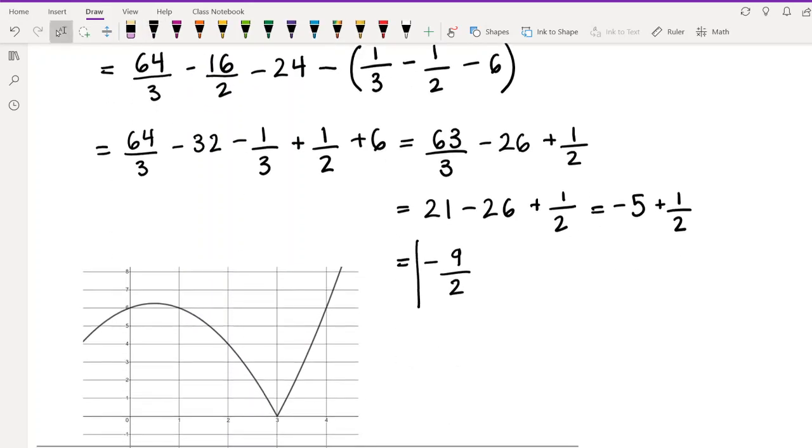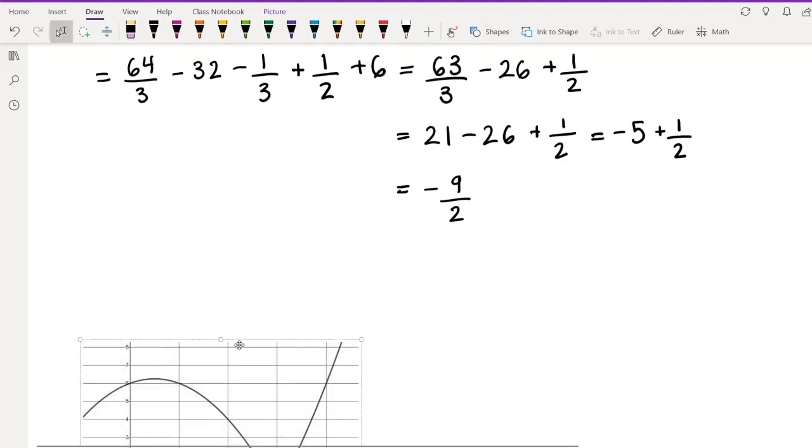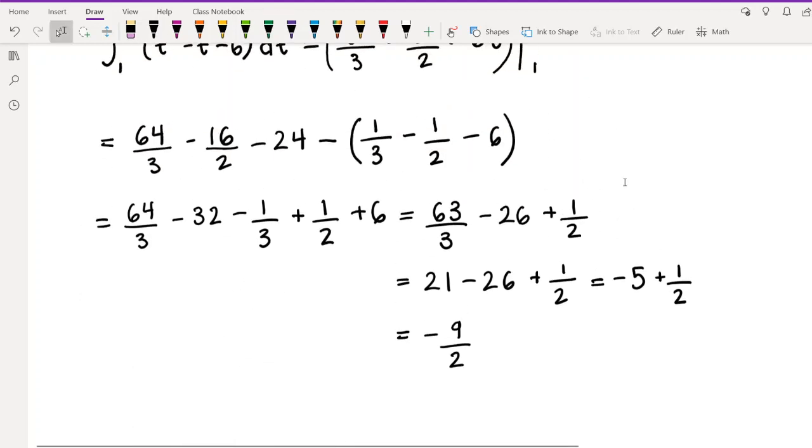And so what are the units of this answer? Well, the velocity was given in meters per second. And so that means that the units for distance or position or displacement are going to be meters. So that just means that compared to where it started, or compared to where it was at 1 second, 3 seconds later at 4 seconds, the object is negative 4.5 meters behind where it started at 1 second.